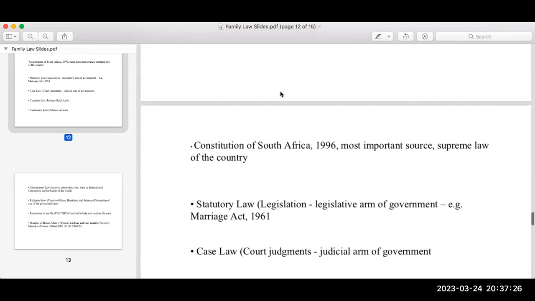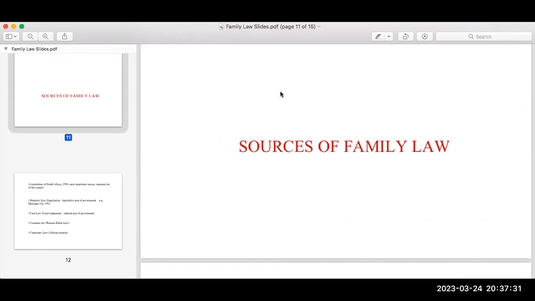So the sources of law, who wants to tell me about the sources of law that we have in South Africa? Of family law, actually. Sorry, let me not say sources of law, because then we'll be going broad. Let's talk about the sources of family law in South Africa. Who wants to give it a try? Enedi, you want to give it a try?